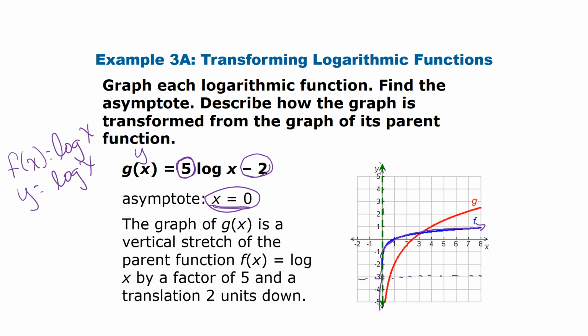So let's take a look at what this says. The graph of g of x is a vertical stretch of the parent function by a factor of 5 and a translation 2 units down.